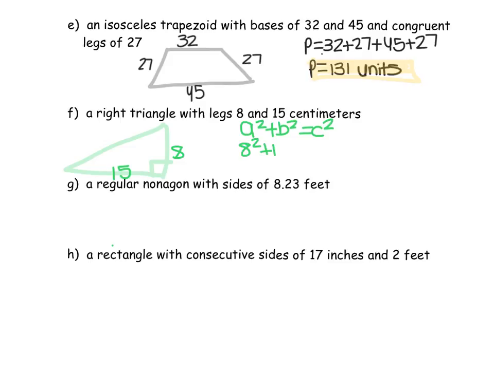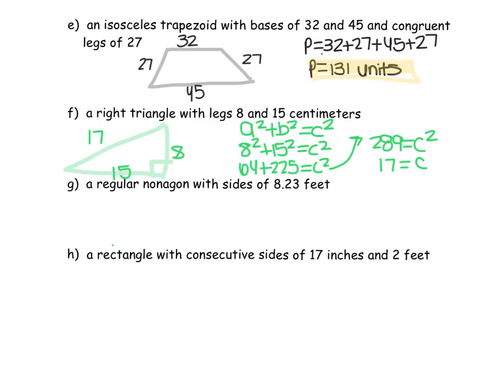So 8 squared plus 15 squared is going to equal the hypotenuse squared. 8 squared is 64, 15 squared is 225, so that gives us 289. So your hypotenuse is going to be 17. You might have known that from your Pythagorean triples, which is great. If you remembered that, you can use that. That's fine with me.